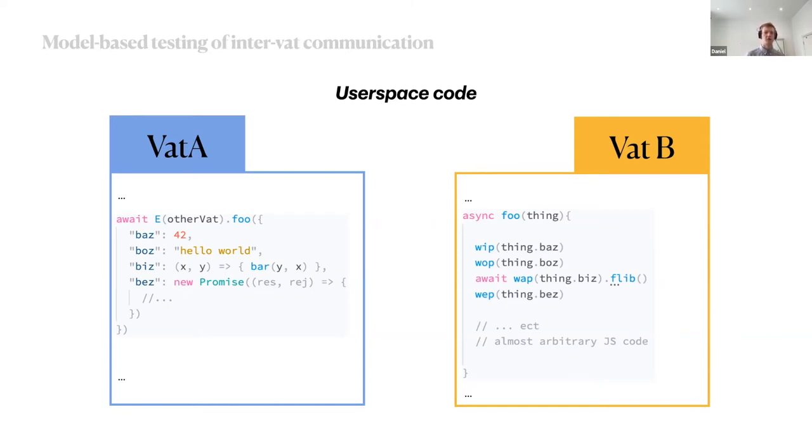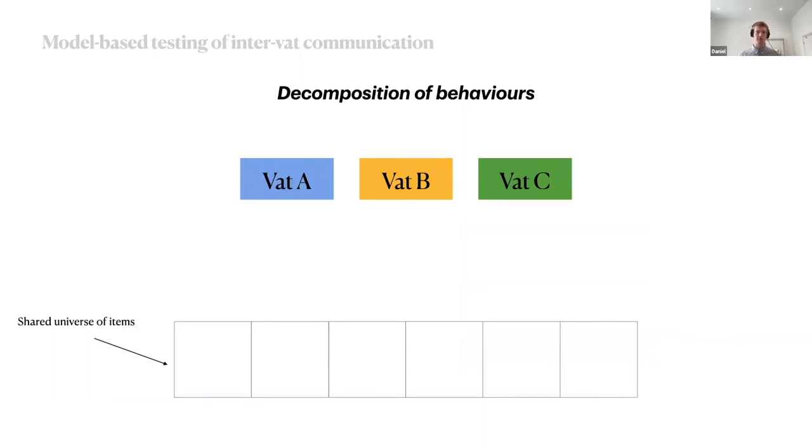Having so much freedom and such a powerful user space, you can do so much. It gives rise to the question of how can you write meaningful tests? So that was the challenge here. So we went about this by decomposing the possible behaviors into combinations of small building blocks. And we also modeled two or three VATs.